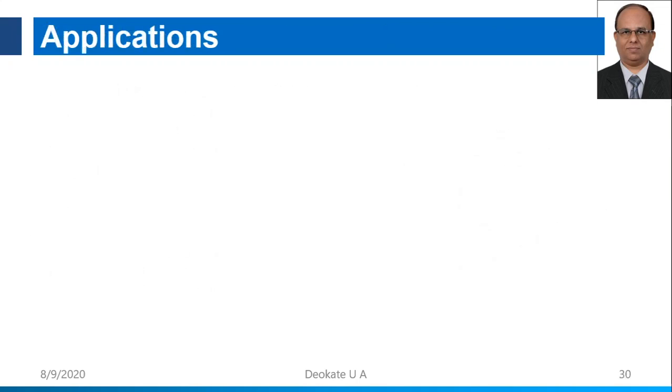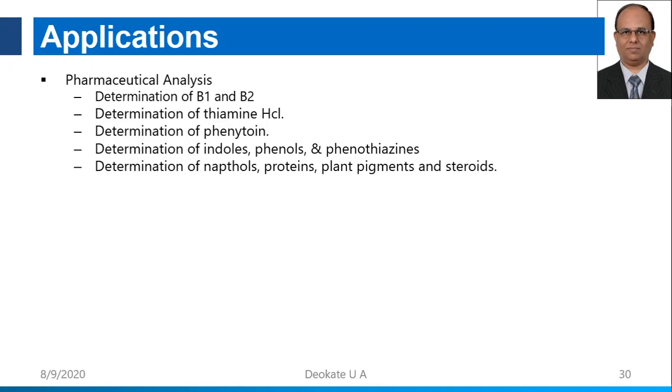Now we will go to the applications of your fluorometer. For pharmaceutical analysis, many times we are using it as a very sensitive tool because of very small concentrations. So you have to find out the advantages and disadvantages of fluorometry. Advantages: it is very sensitive. Sensitive means very small quantities of the samples can be analyzed.